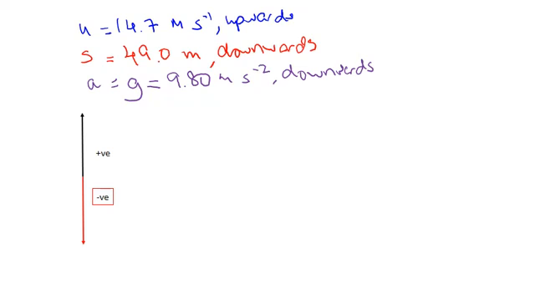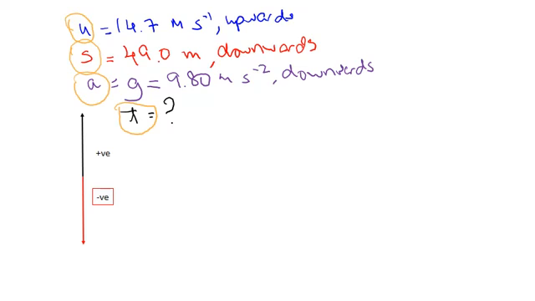And what are we supposed to calculate? In the first part, we need to find the time it takes for the wheel to hit the ground. So if you look at the information that is provided to us, we have u, initial velocity, s, displacement, a, acceleration, and we need to calculate t.